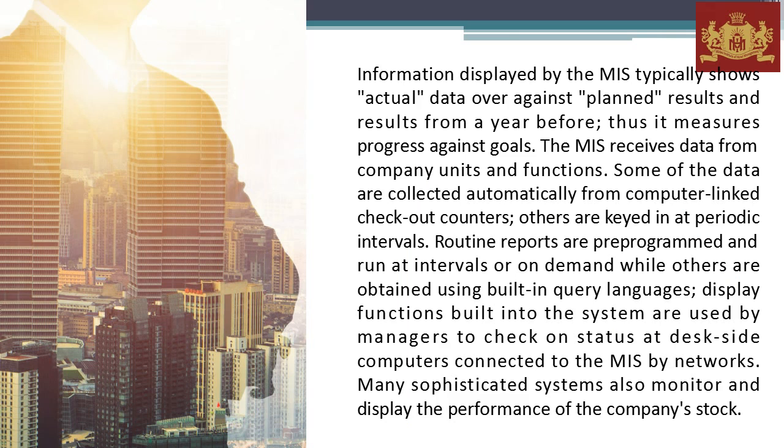Information displayed by the MIS typically shows actual data over against planned results and results from a year before, thus it measures progress against goals. The MIS receives data from company units and functions. Some of the data are collected automatically from computer-linked checkout counters, others are keyed in at periodic intervals.